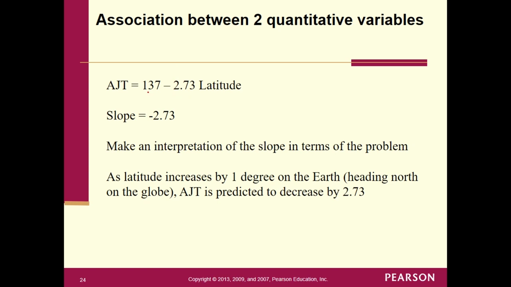2.73, what? And then you've got to say, okay, well, what was average January temperature in terms of? Degrees Fahrenheit. So as latitude increases by 1 degree on the Earth, we're heading north, average January temperature is predicted to decrease. And we're predicting it's going to get colder by close to 3 degrees Fahrenheit, more specifically 2.73. Okay? So you're going to have to interpret the slope both in homework and the exam. This might be one of the harder things that you've got to do in this class for regression analysis. Okay? So you'll get some practice.